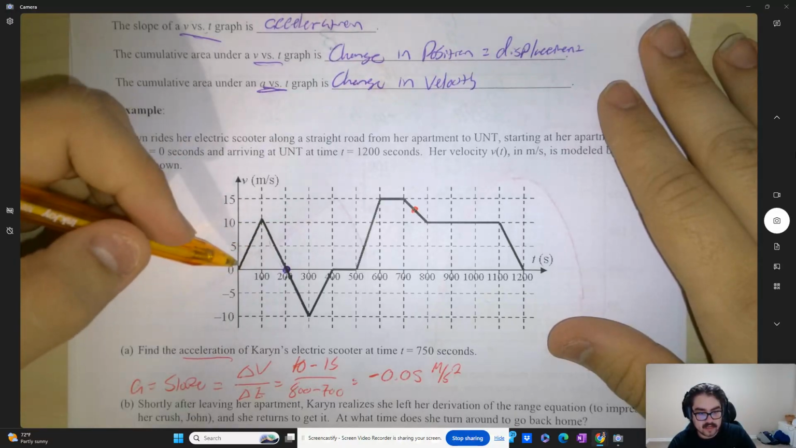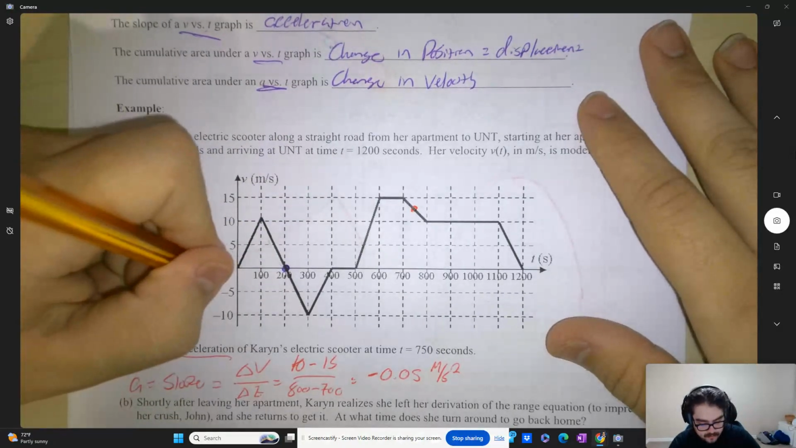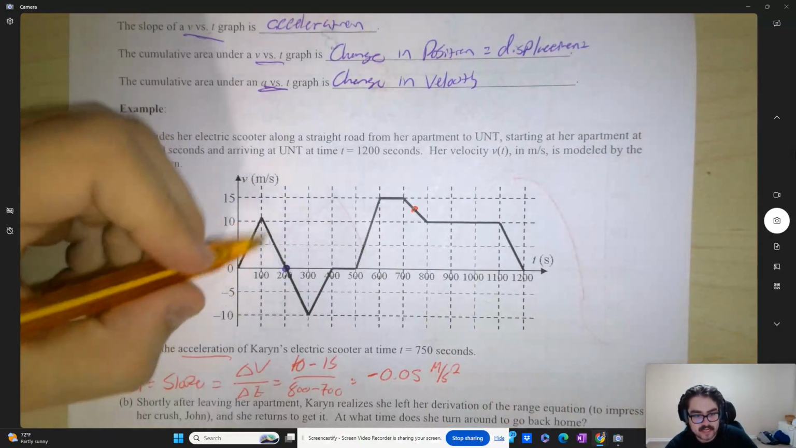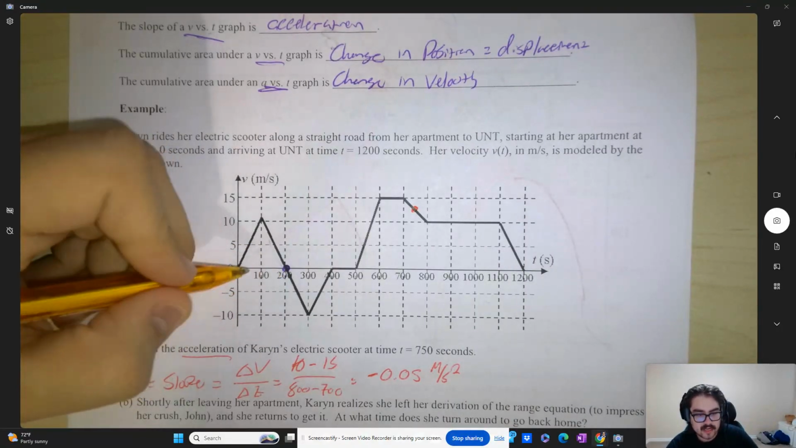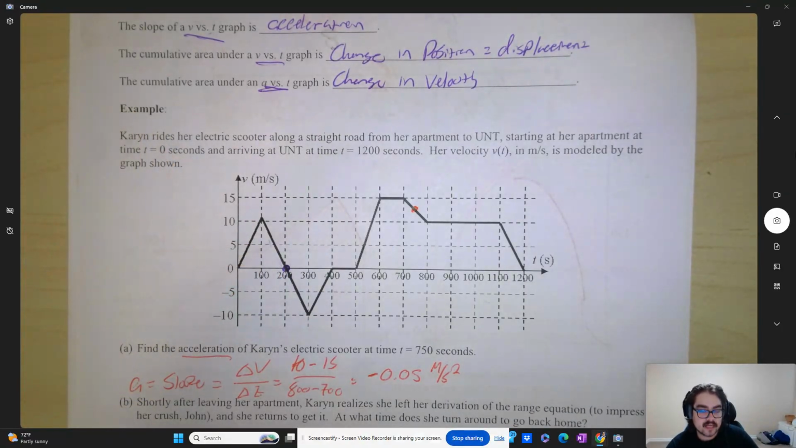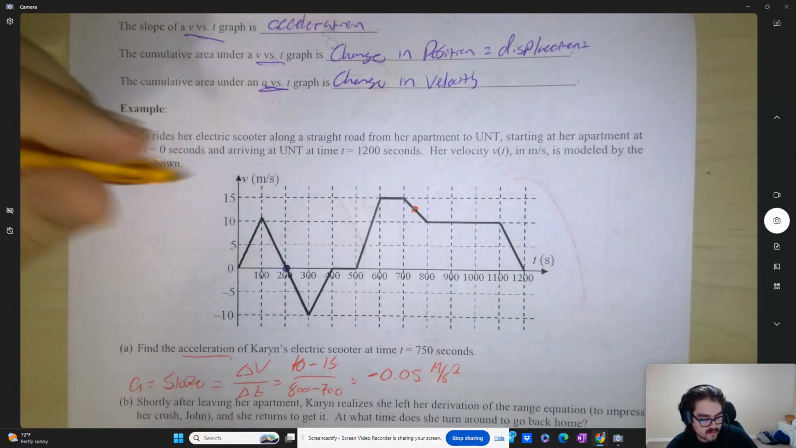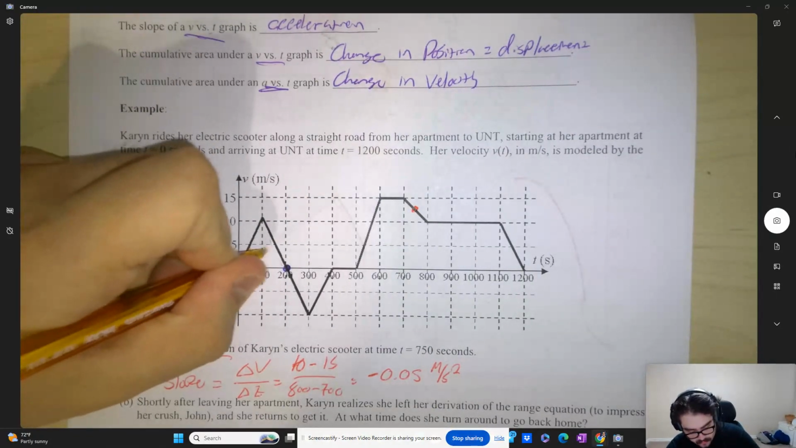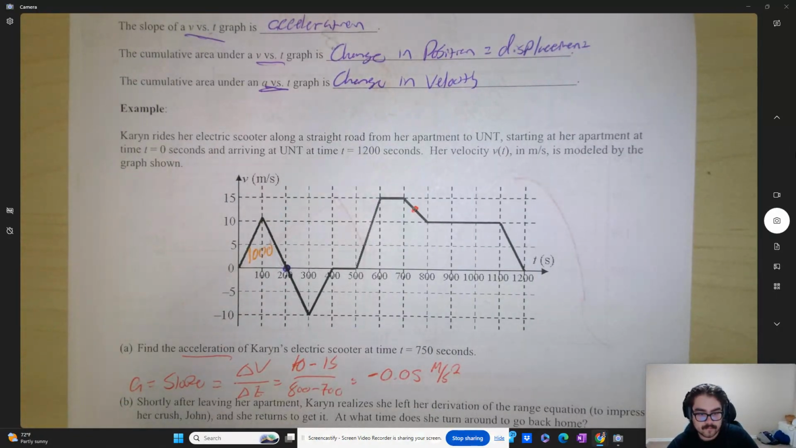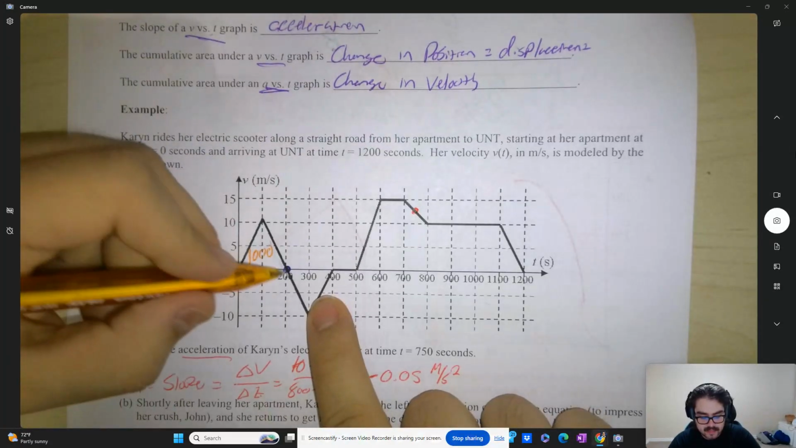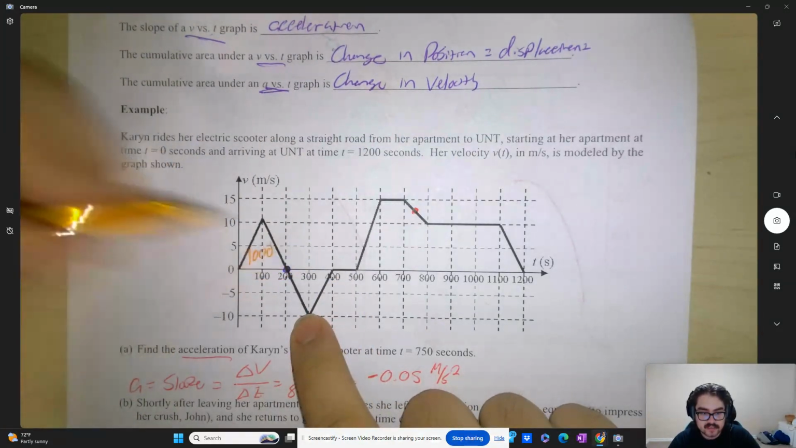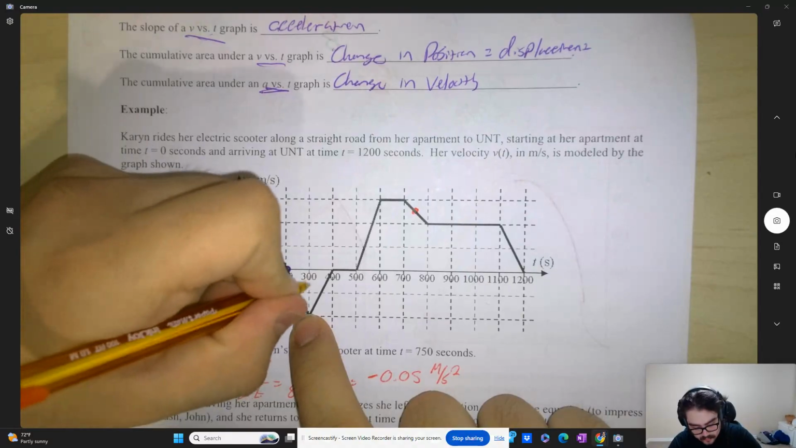This is a triangle right here that's going to have an area 1/2 BH. Okay, my B is 200, H is 10. 200 times 10 is 2,000, and then half of that is 1,000. So this is an area of 1,000. Again, BH. B is 200, H is negative 10. So this is negative 1,000.